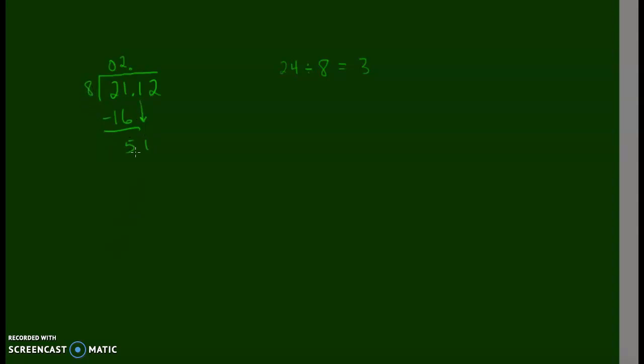So how many groups of 8 can I get from 51? I can get 6. 6 times 8 is 48. 51 subtract 48 is 3. 3 is less than 8. I can bring down the 2. I didn't do this on the previous step, but some people like to bring their divisor down as they work through these. So 32 divided by 8 is 4. 4 times 8 is 32. I subtract and I get 0. So my answer for this problem is 2 and 64 hundredths.